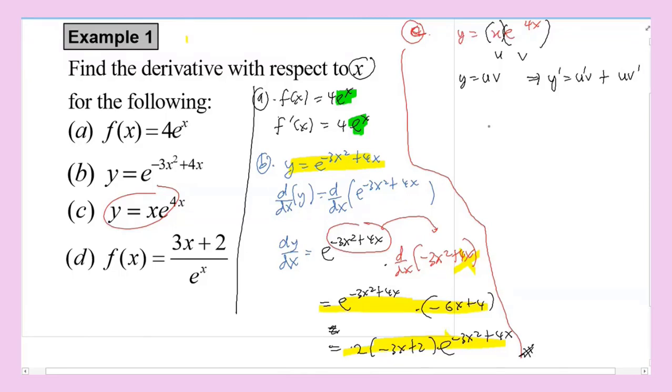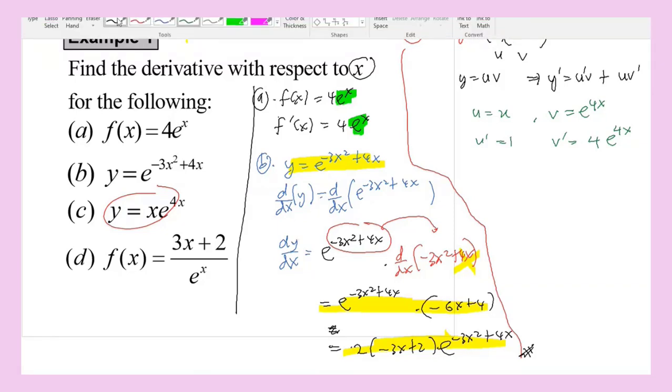Because you use your eyes a lot looking at the screen, it's better to use labels. Just write down what is u, what is v: e power 4x. And then u prime, du dx, is equal to 1. v prime, copy e power 4x and differentiate, we get 4. Settle. And then using dy dx.